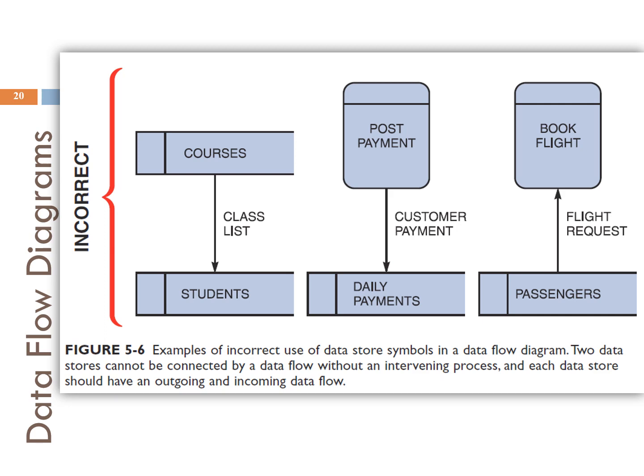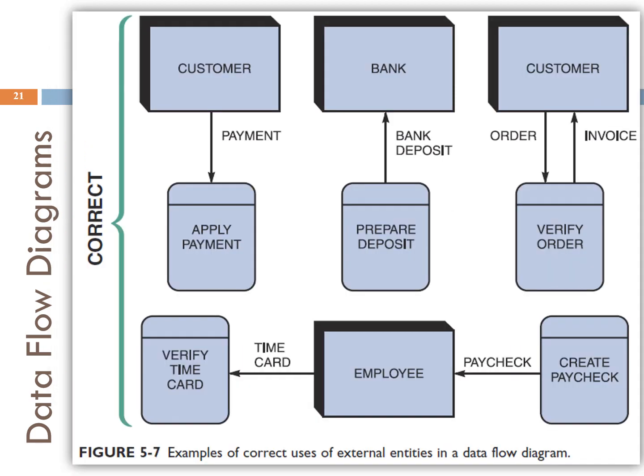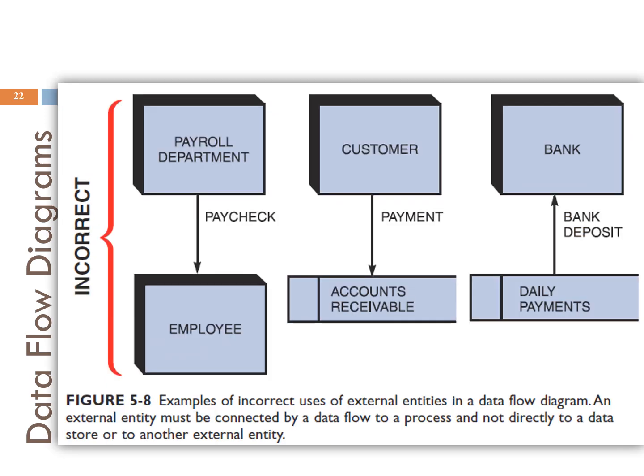The post-payment process is also incorrect because it has no input data. It just has an output only, and the book flight process doesn't have an output data, only input. Okay, this is correct. You can see the data flows between the process and the entity. This is incorrect. You cannot have data flowing from one entity to another, or from data store to entity. This is incorrect.